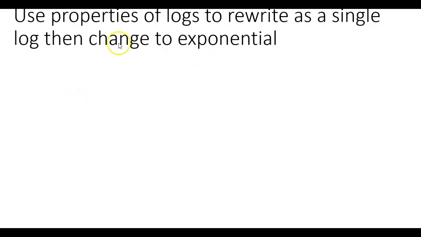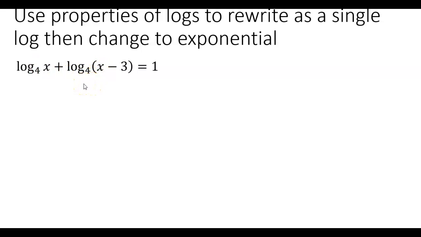All right, so let's use some of the properties that we learned from the last section in order to rewrite as a single log. And then we can use that formula to change from the logarithmic to the exponential form. Here we have log base 4 of x plus log base 4 of x minus 3 is equal to 1. As we might notice, we have the same base for both logs, and we're adding those two logs together.